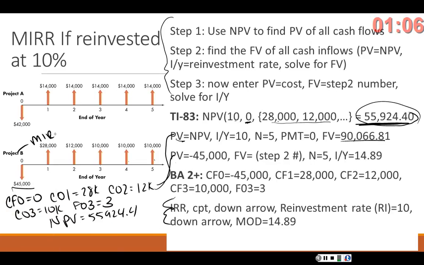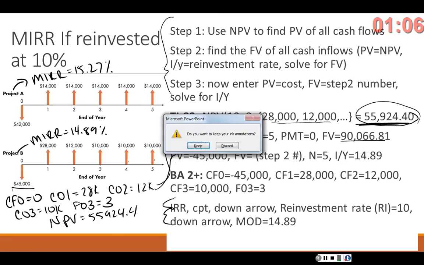So for project B, the modified internal rate of return is 14.89%. So for project A, the modified internal rate of return is going to be 15.27%. And I'll show you how to do that on the next slide.